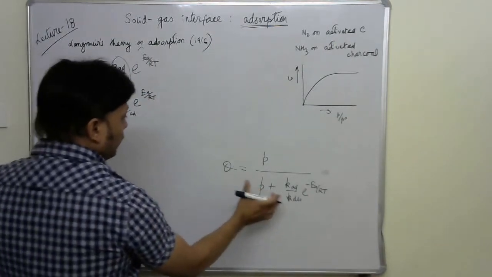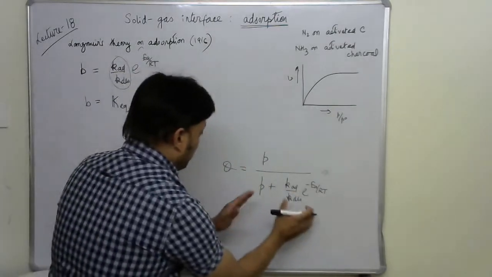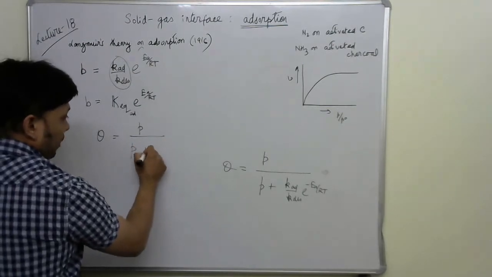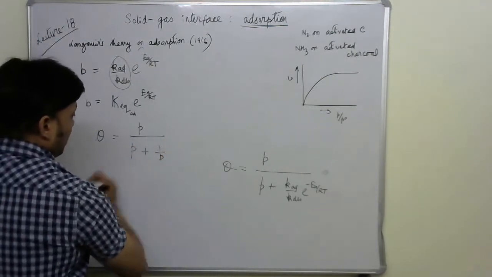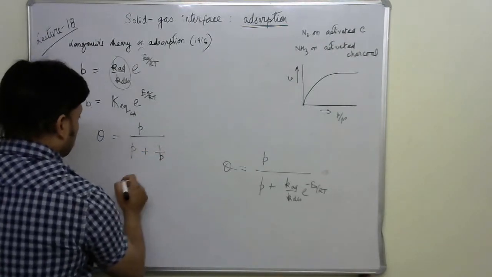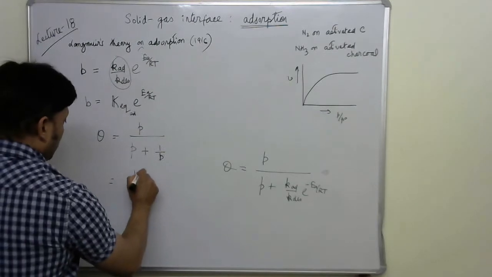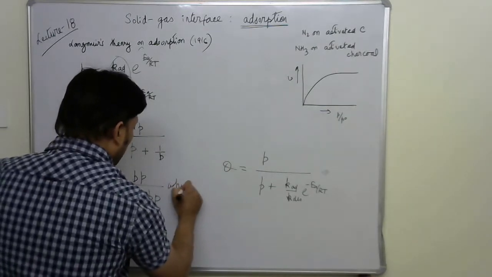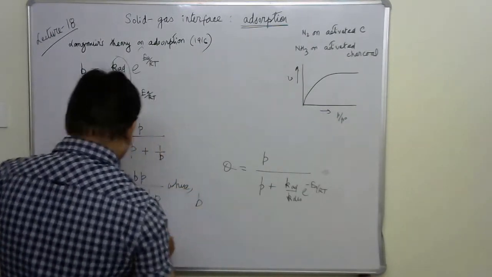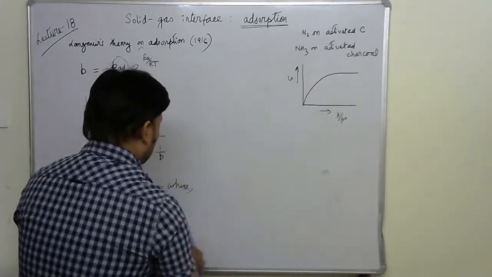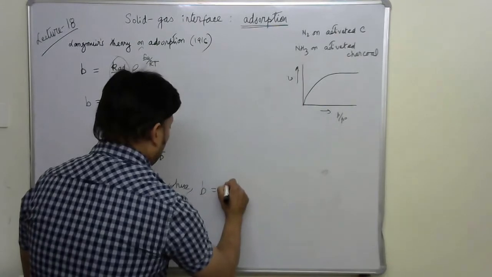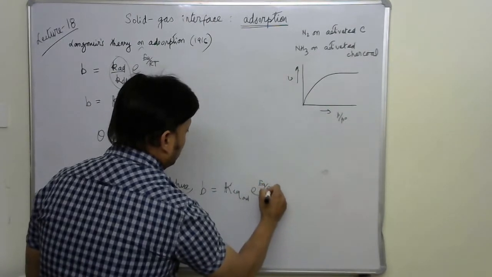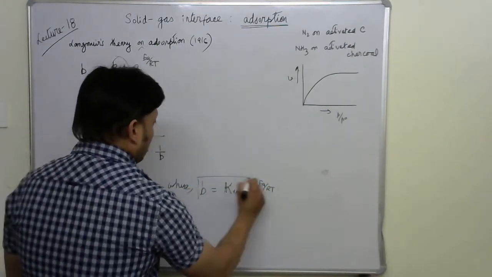Of course, if we include the constant B in this equation, then theta takes the shape of P divided by P plus 1 over B. So the moment theta becomes something like this, it gets converted into BP divided by 1 plus BP, where B is a constant, and B is equal to K equilibrium of adsorption multiplied by e to the power EA divided by RT.